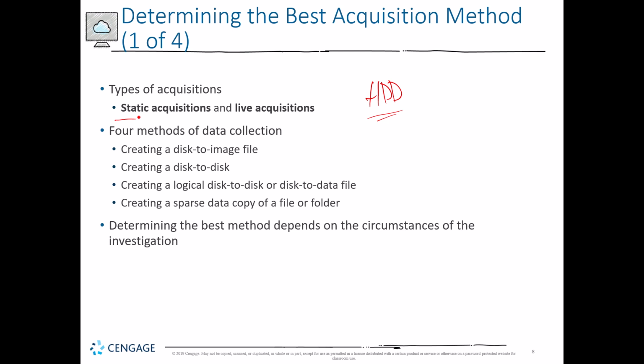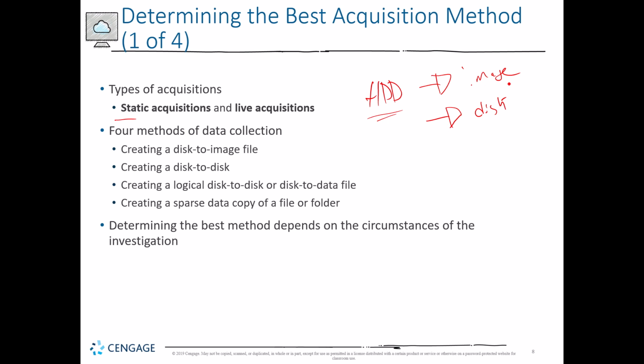So once we've determined the type of acquisition, then we could figure out how we are trying to do that collection, or how we are trying to do that acquisition. So we can take the disk, we can take our hard drive. Could be an SSD, could be an M.2, could be any type of long-term storage. Are we going to put that to an image? So it could be an image file. Or we could put that to another disk. We could clone hard drive to hard drive.